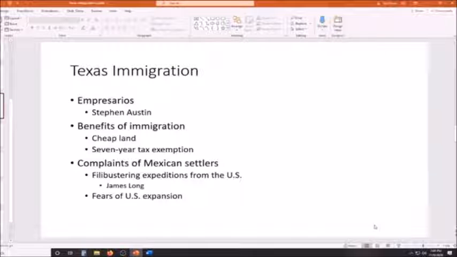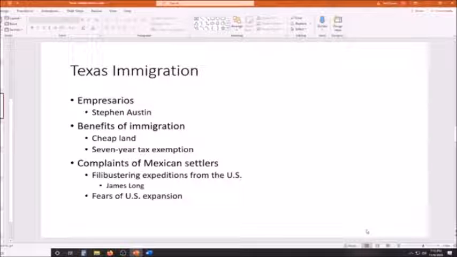That would give them time to get on their feet, establish their farms, make a pretty good living, and then eventually they would begin paying taxes after those 7 years. And so this would bring in a large influx of Anglo-American immigrants into Texas, right? The impresarios would be responsible for bringing in these people and settling them on the plots of land that they bought.